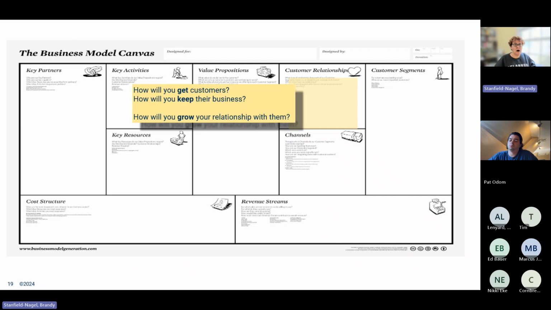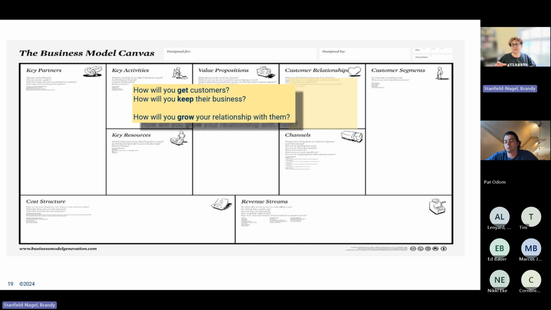And then this box on the business model canvas is super important. This is customer relationships. I think of it as sales and marketing. How will you get customers? How will you keep your customers? And how will you grow your relationship with them? I've highlighted those three words: get, keep, grow. How will you get customers is, in marketing terms, customer acquisition. How will you keep their business? That's customer retention. How do you keep them so that they continue to come back and buy from you? And then how will you grow your relationship with them? That might be anything from a referral program to offering new products over time.